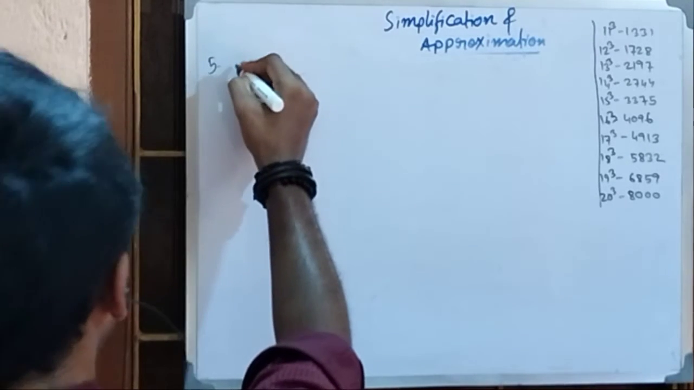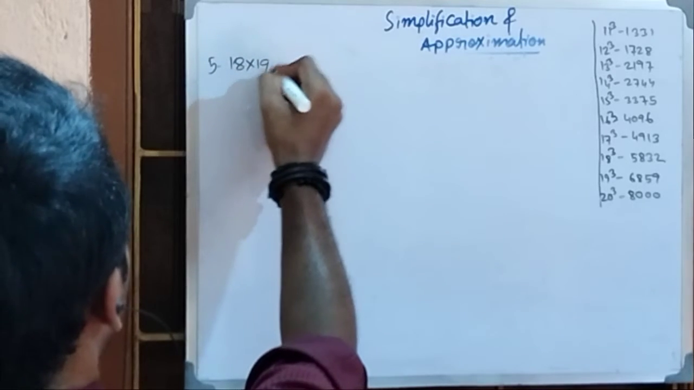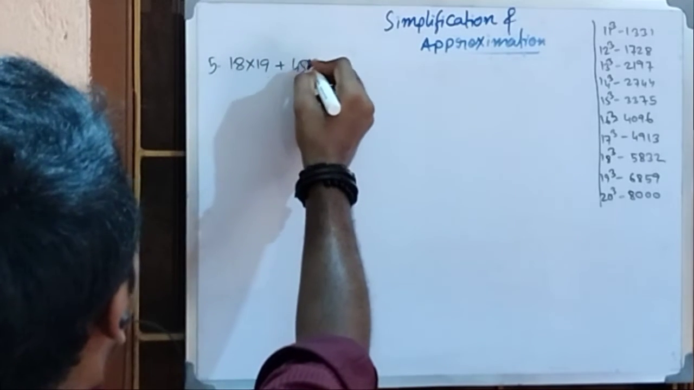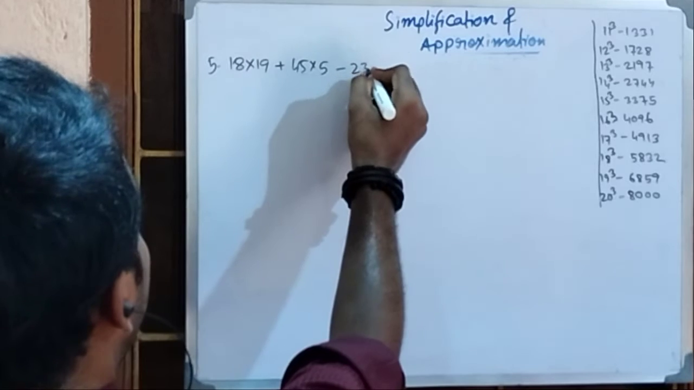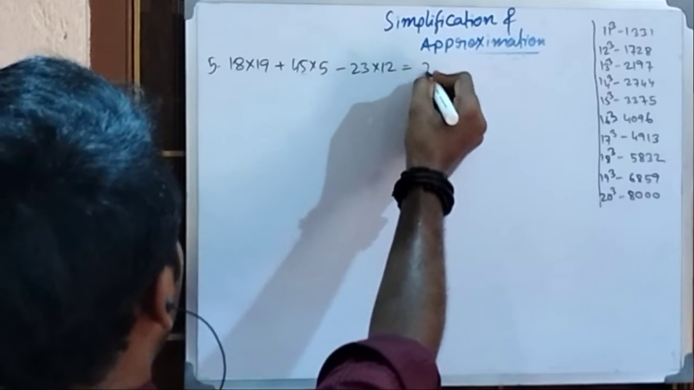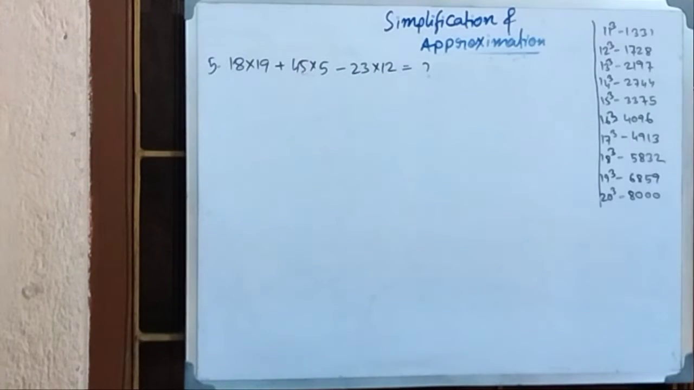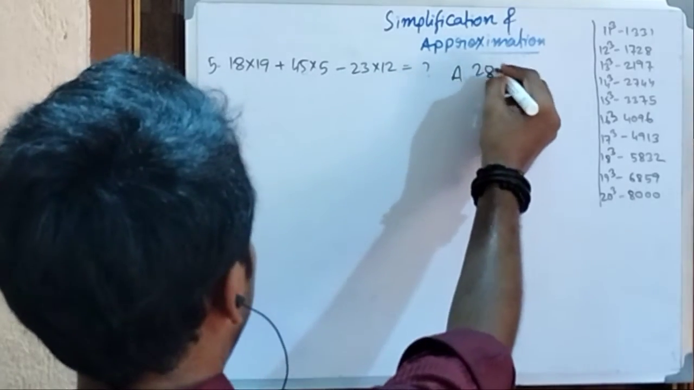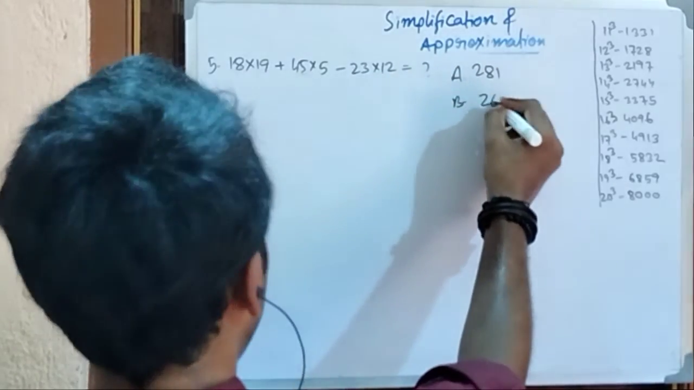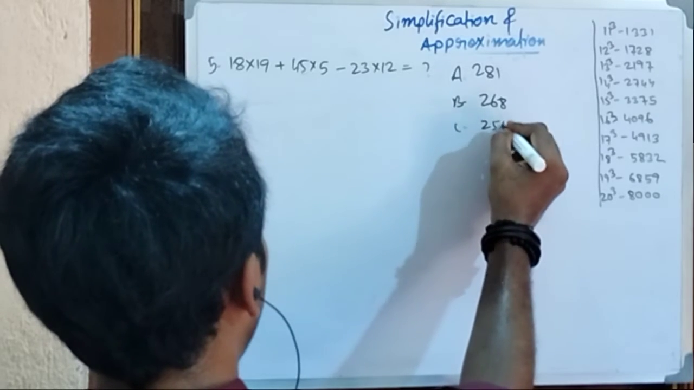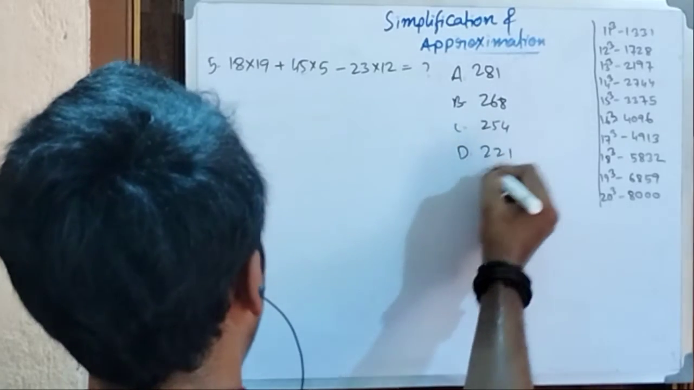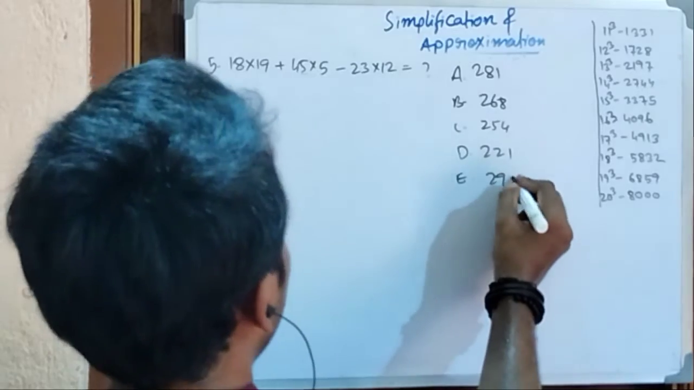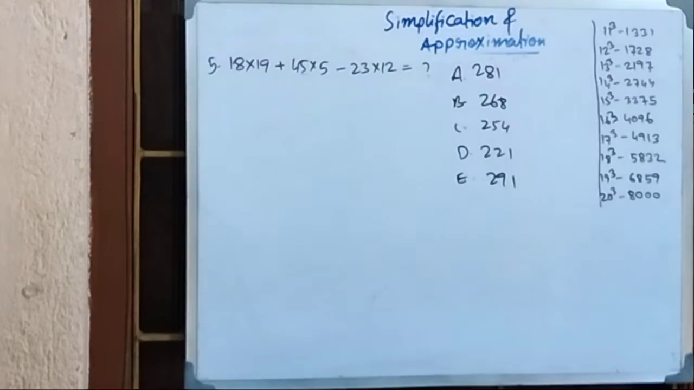Okay. Now do it quickly. Okay, good. I am also giving the options here as well. Option A 281, option B 268, C 254, D 221 and E 291. Solve it.